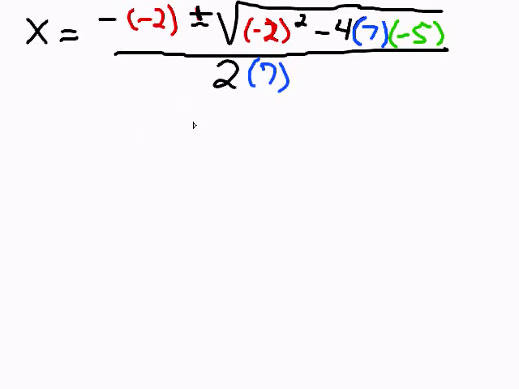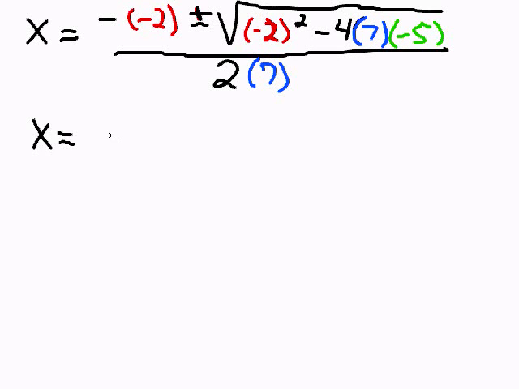I went ahead and rewrote what we've done so far so we can move on to the next step. Now our next step again is just to simplify. So I've got x is equal to, and again we're just going to simplify what we can, going from left to right and doing the inside of the square root as much as possible.